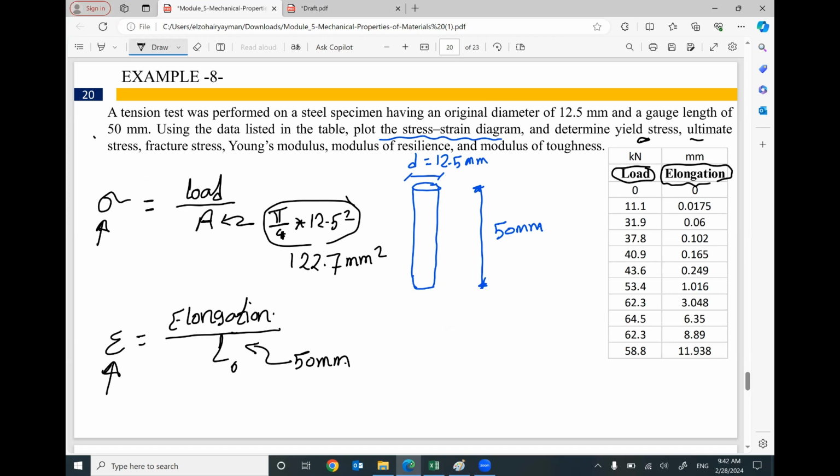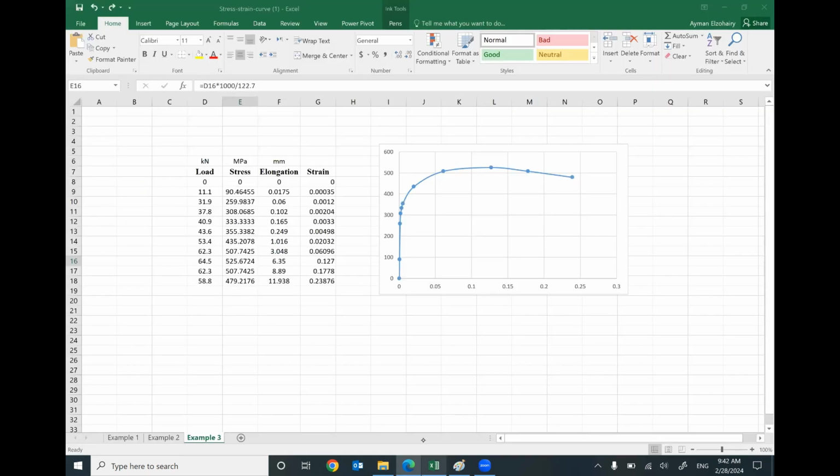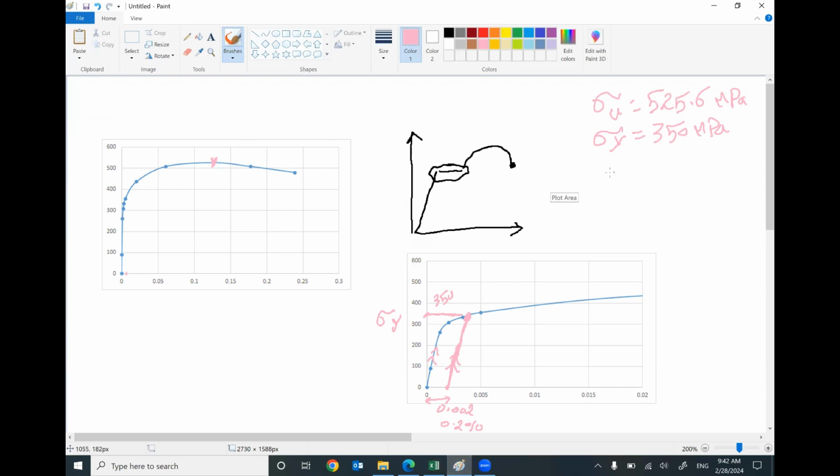And we have fracture stress. Fracture stress is the last value of the stress at the failure, which is the last point on the curve, which is 479.2. So fracture stress equals 479.2 megapascal. This is the value of sigma fracture. This is the value of sigma ultimate. And this is the value of sigma yielding.